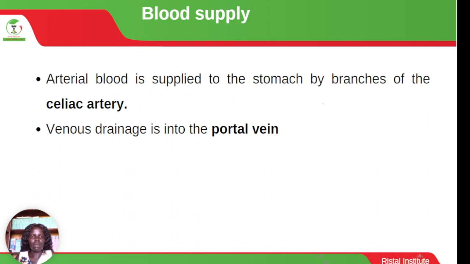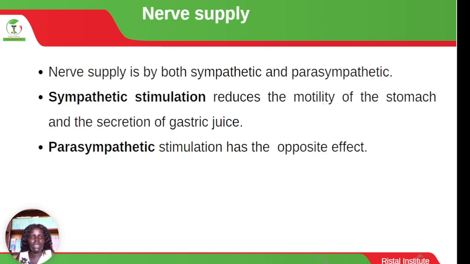So let's look at the blood supply. Arterial blood is supplied to the stomach by branches of the celiac artery. Then the venous drainage is into the portal vein. Then from there, the blood can be taken until it reaches the heart.